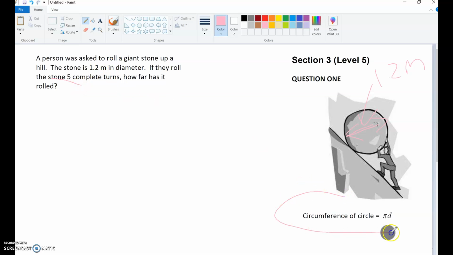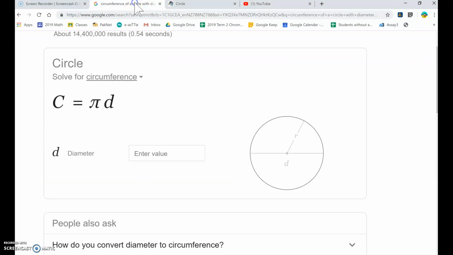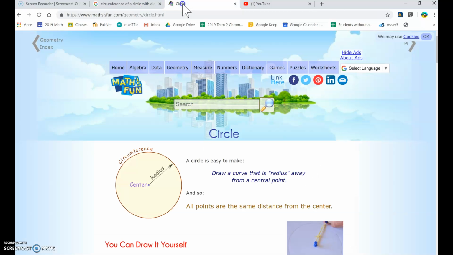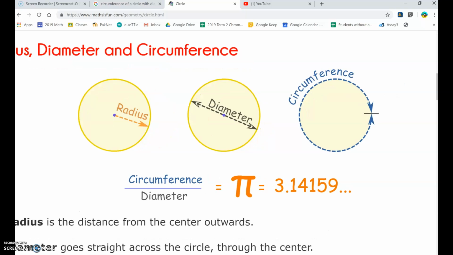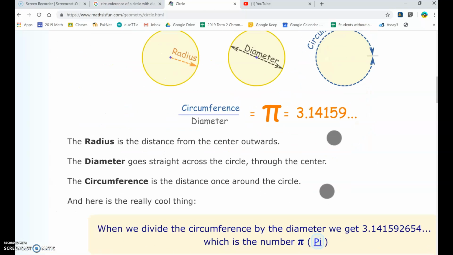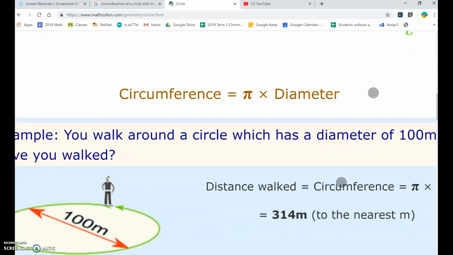So this is the formula you needed to select, the circumference of a circle. The prior knowledge that you would be expected to have would be the fact that this is the circumference, this is the radius, and the diameter is twice the radius. So let's see, there's your diameter there. So your radius, and there's your diameter, and there's your circumference. So if we are trying to calculate the circumference given the diameter, we have got pi times diameter.